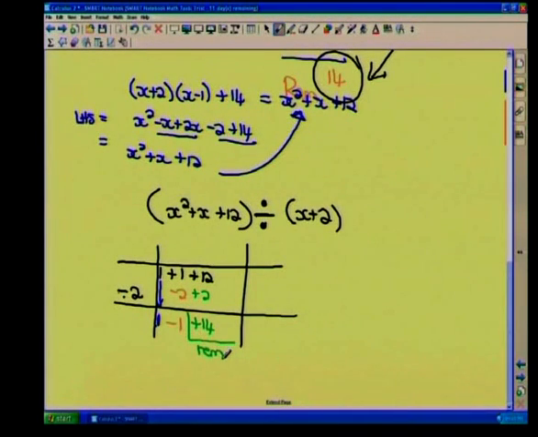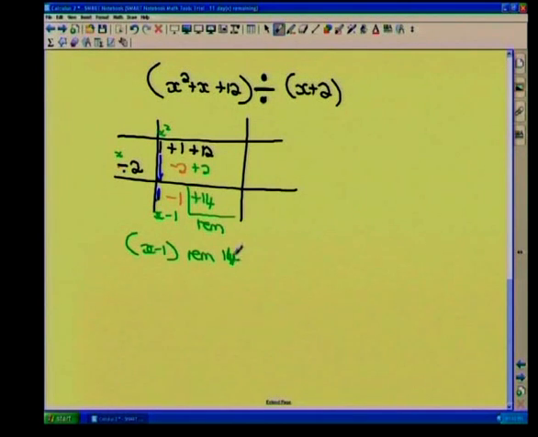Now, what does that mean? We started off with an x squared here. We were dividing by an x, so this will be an x minus 1. So I'll be able to write it's x minus 1, remainder 14. As I say, if you need to, this is a really neat way of sorting it out with a long division. But to be honest, I think it's not something you require overly much.